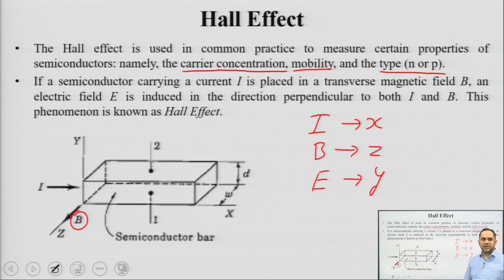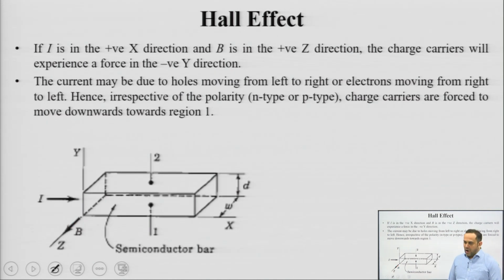A current carrying semiconductor placed inside a magnetic field experiences a perpendicular electric field. This is Hall effect. How do we use it? As I said in the previous slide, if current I is in the positive x direction and B is in the positive z direction, the charge carriers will experience a force in the negative y direction.